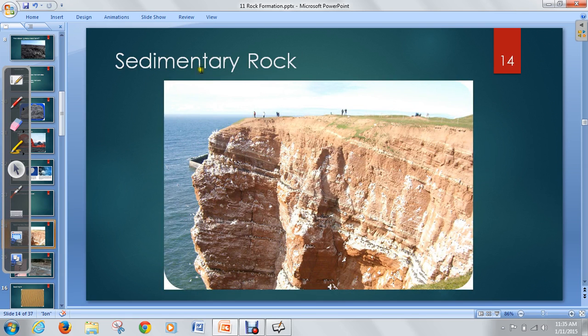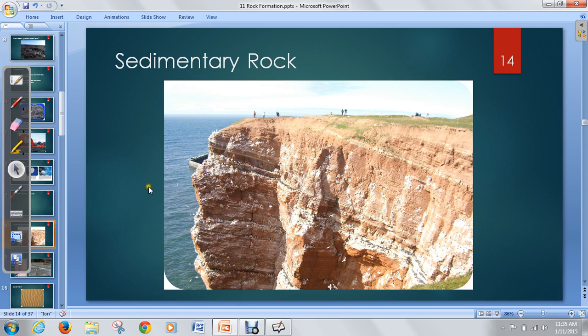Next one we want to look at is sedimentary rock. This picture here shows a large cliff overlooking an ocean, and it's quite a steep cliff. I wouldn't want to be on top here. I have a fear of heights. I definitely wouldn't be that far out. But we can see here that there are these different bands of rock layers going along the cliff. So we want to understand how this cliff formed and why we have these different layers.